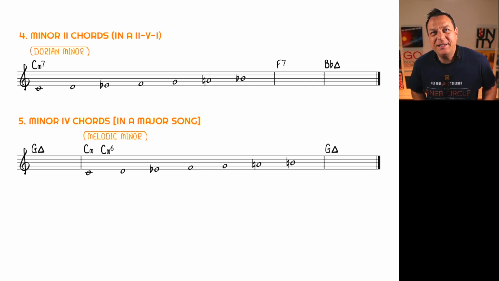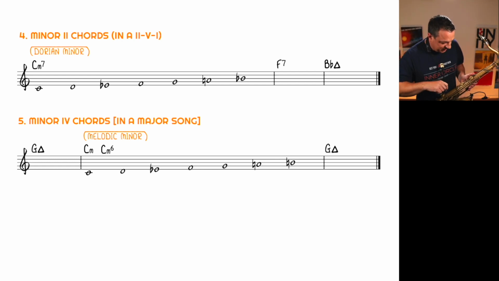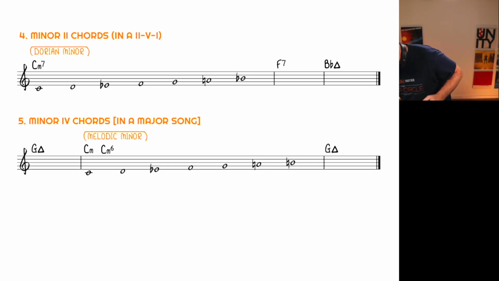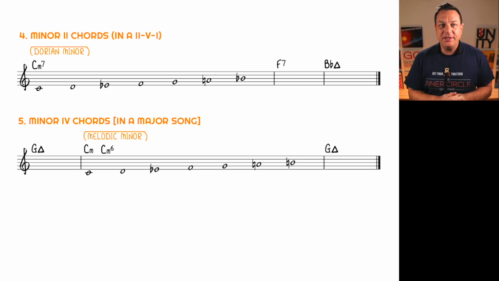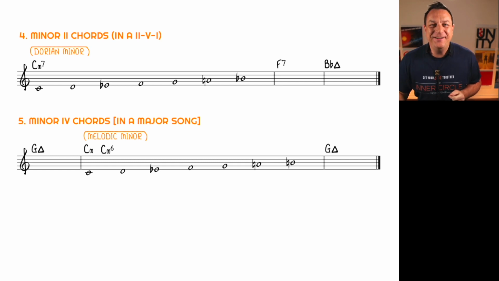As you can see, it resolves nicely back to the tonic. So let me demonstrate that on sax as well. This is just a gorgeous, gorgeous sound. And there are countless songs that use that 4 minor sound, and the scale you want to use is Melodic Minor, and believe me, it's going to sound really gorgeous.